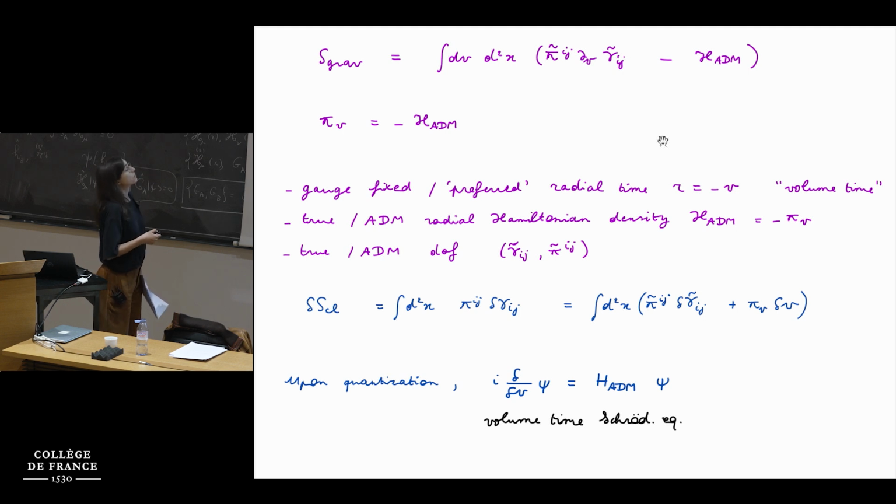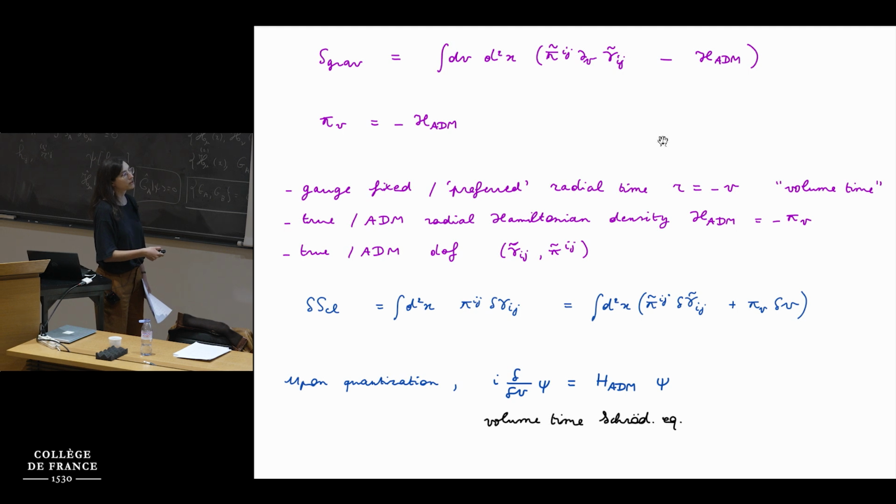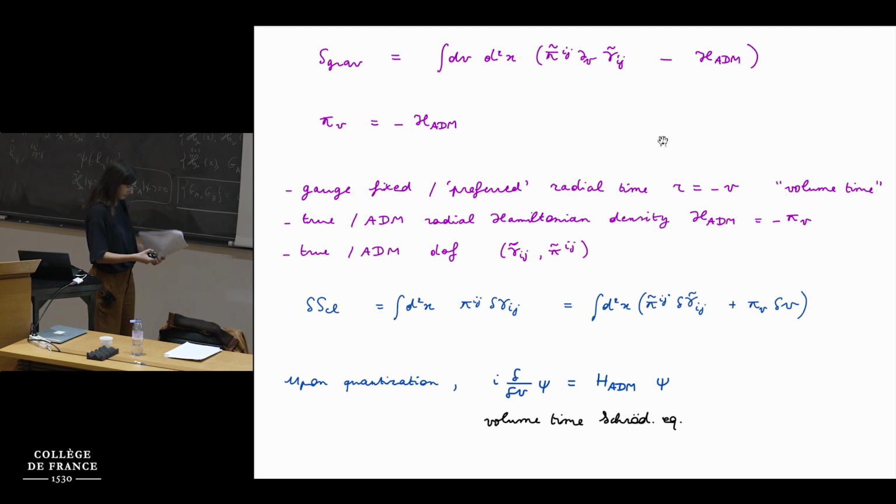All right, so then upon quantization, you would promote this momentum to a variational derivative, and this line would become a Schrodinger equation version of the Wheeler-DeWitt equation. So this is a volume-time Schrodinger equation with, again, the ADM Hamiltonian taking the square root form structure.